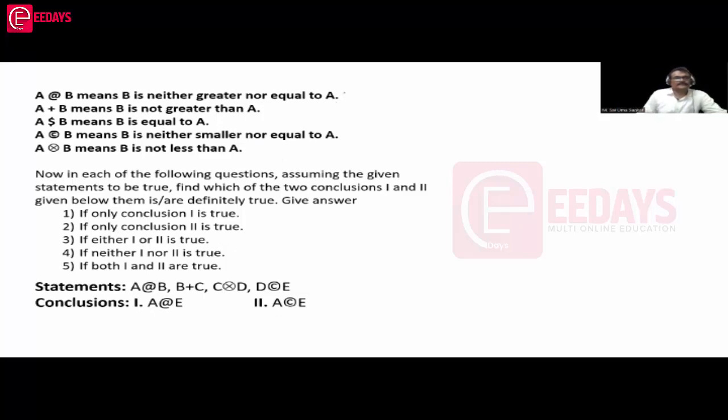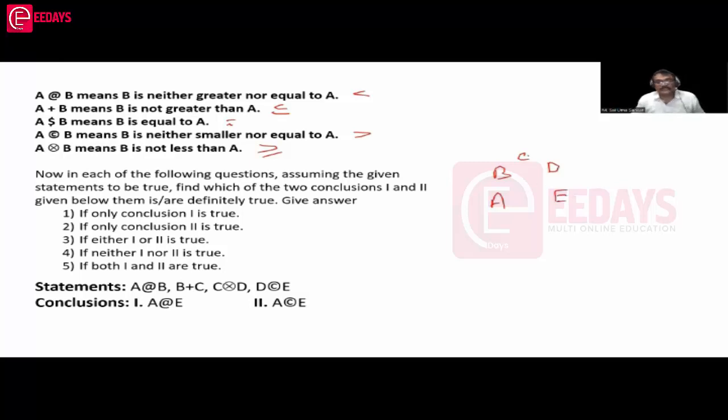Next, neither greater than nor equal, which is smaller than; not greater than, smaller than or equal to, equal. Next, neither smaller than nor equal, which is greater than, and which is greater than or equal to. A @ B: A is less than B. Next, B + C: B is less than or equal to C. Next, C and D: C is greater than or equal to D. Yes, it's a little bit difficult question. D © E: D is greater than E.